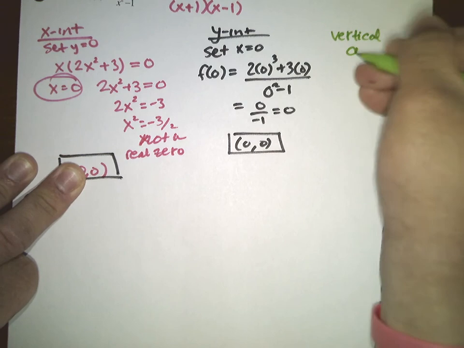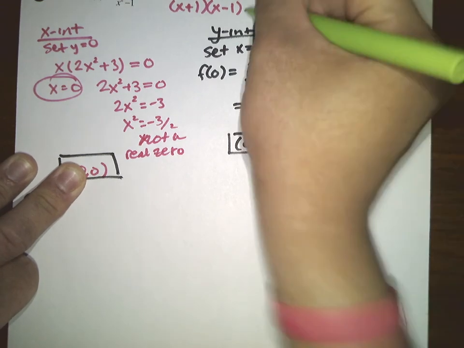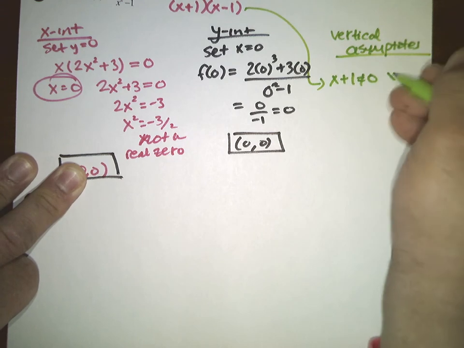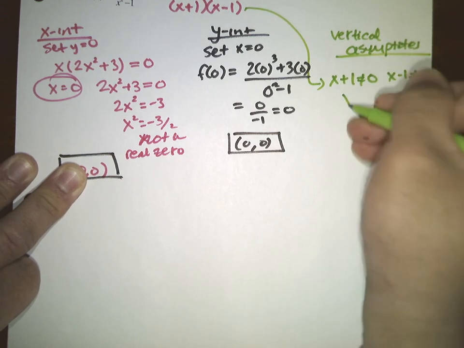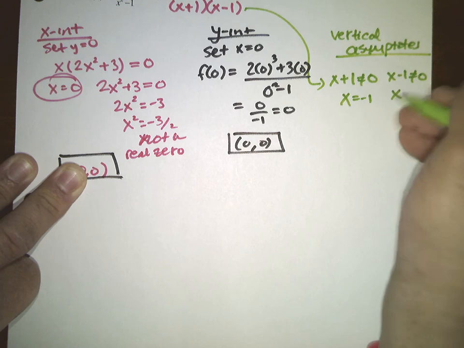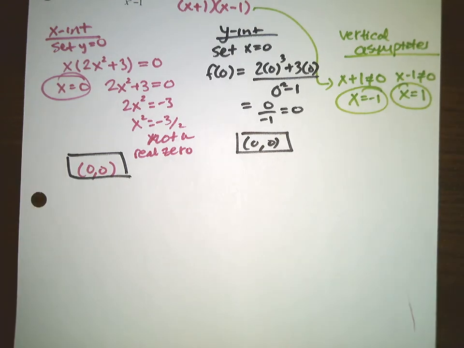So for the vertical asymptotes, we know that x plus 1 cannot equal 0, and x minus 1 cannot equal 0. So x equals negative 1 is an asymptote, and x equals 1 is an asymptote. These are the vertical asymptotes.